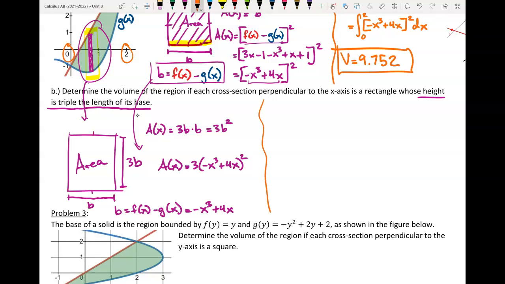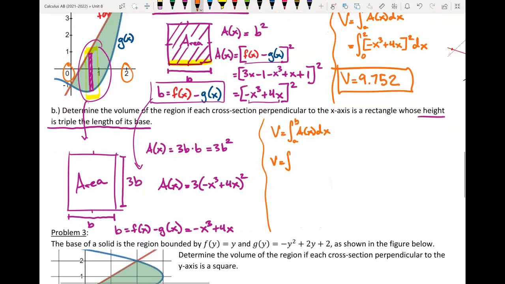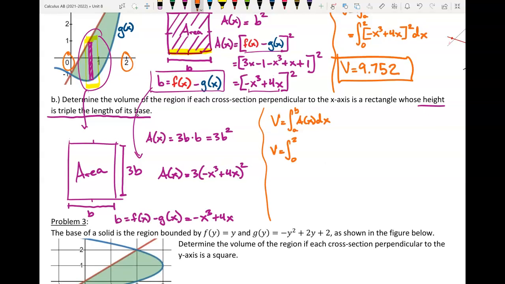And so I can go ahead and do my definite integral. Remember, volume is the integral from a to b of the area of our cross-section dx. So volume is going to be, and we're still going from 0 to 2, right, 0 to 2. This time my area is going to be that. So I have 3 times negative x cubed plus 4x squared dx. Now, I'm going to go ahead and just simplify this slightly. This 3 that I have here could be brought out to the front using that property of integrals. And I have this here.